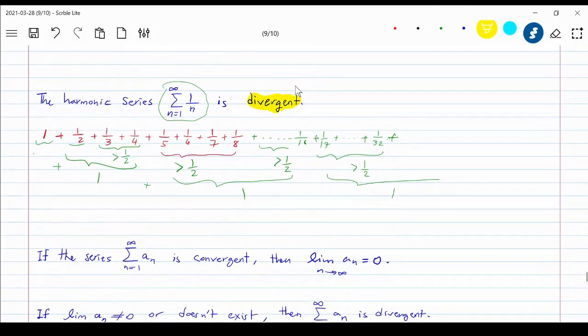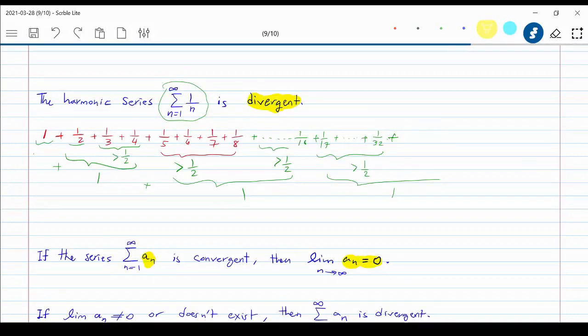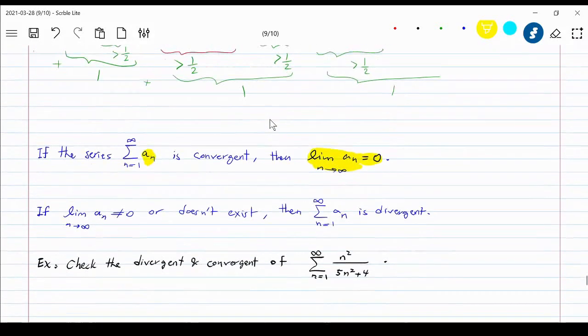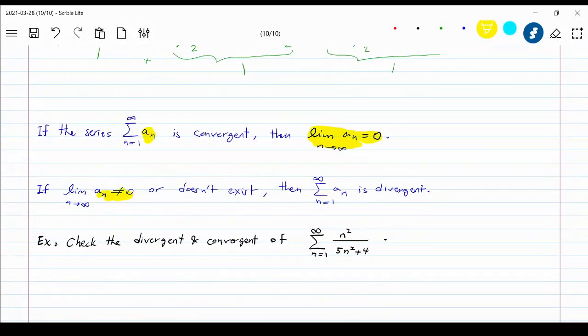On the other side, if you have a convergent series, then definitely the limit of the ANs must be, if you have an AN and you want to find out the summation of those ANs, this summation would be convergent if and only if the limit of AN as n approaches infinity is 0. It means the ANs must approach 0, otherwise you will have a divergent series. So if the limit of the ANs is not 0, or if the limit doesn't exist, then in that case you would have a divergent series.